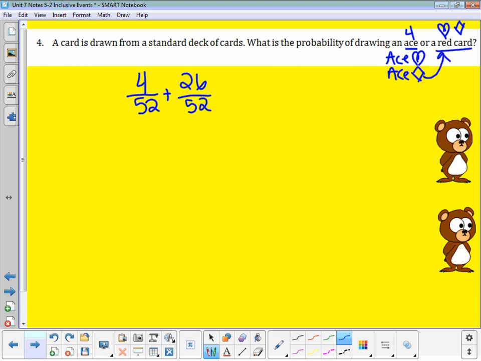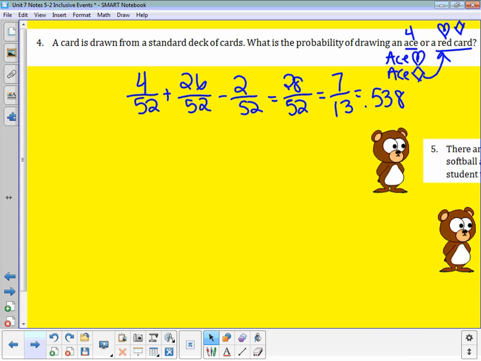a red card. So we have to subtract off the fact that there's 2 out of 52 that are going to overlap. Okay, so you add 4 plus 26 minus 2, you get 28 out of 52. Both of those numbers are divisible by 2, and you get 7 out of 13. 7 divided by 13 is 0.538.